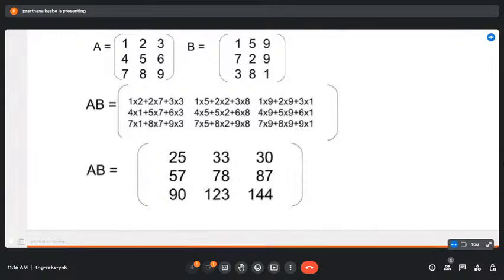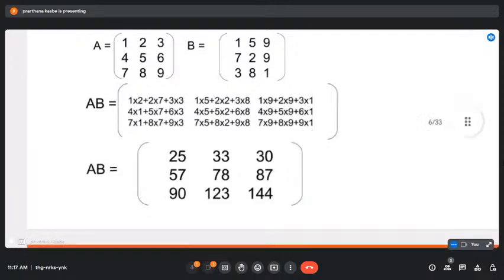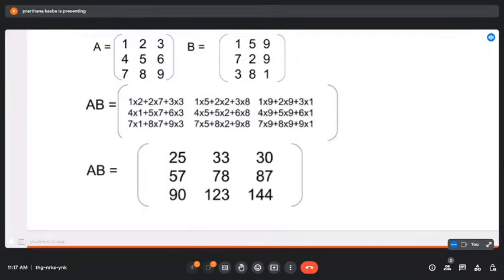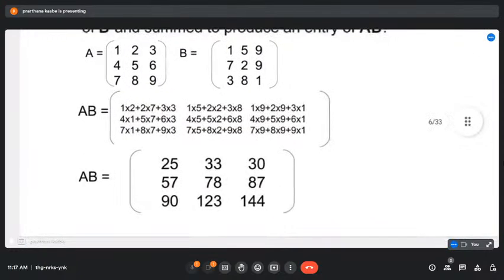कॉलम्सने रोजला मल्टिप्लिकेशन करायचंय. इथे तुम्हाला दिसून जाईल की ए इंटू बी, ए बी इज इक्वल टू 1 × 2 प्लस 2 × 7 है ना. पहिला रो घेतलेला आहे आणि त्याच्यानंतर ए मधला पहिला रो आणि बी मधला पहिला कॉलम, त्याच्यानुसार आपल्याला मल्टिप्लिकेशन करायचं आहे. सो 1 × 2 प्लस 2 × 7 प्लस 3 × 3. इथे पहिल्या मॅट्रिक्स मध्ये 1 × 1 पाहिजे, चुकून ते 2 झालेलं आहे. देन सेकंड इज 4 × 1 प्लस 5 × 7 प्लस 6 × 3. देन 7 × 1 प्लस 8 × 7 प्लस 9 × 3.